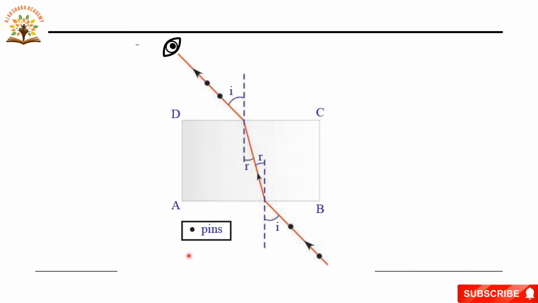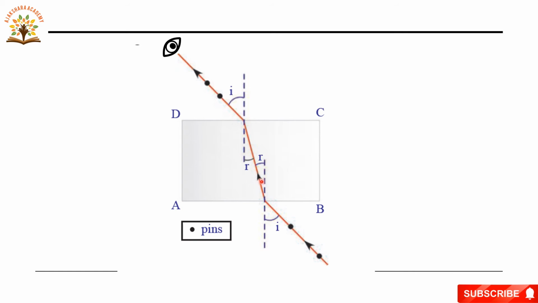Now we are labeling the rectangle with vertices. These are the vertices A, B, C, D. This is our rectangular glass slab. Next, we have to draw a perpendicular line, that is the normal, on the longer side of this rectangle. Here we are taking AB.